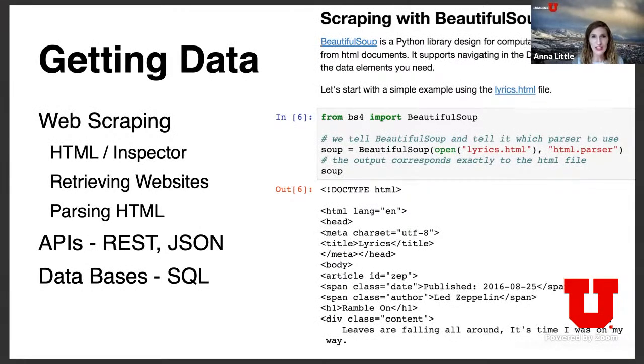Okay, we learned a lot about data collection. We got our hands dirty a little bit with web scraping, with inspecting and parsing HTML, and learning how to retrieve websites. And we also looked at various APIs and talked a little bit about working with databases.